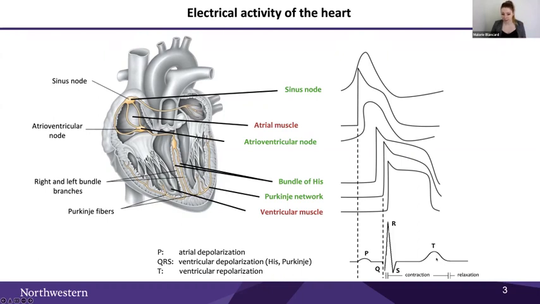Maybe some of you will ask why we don't see the relaxation of the atria. It's because it happens exactly during the QRS. When the ventricles are contracting, the two atria are relaxing. That's why you can't see that wave.